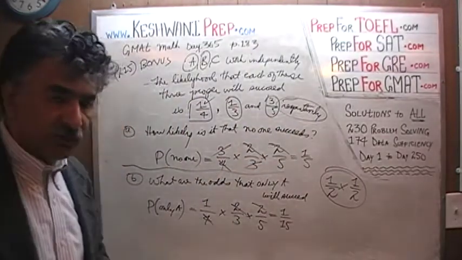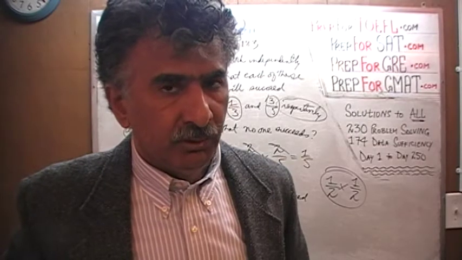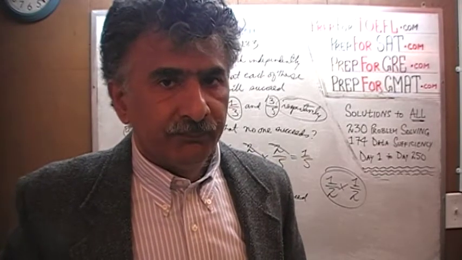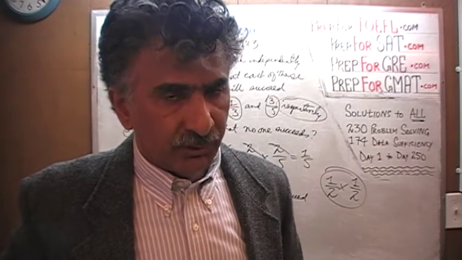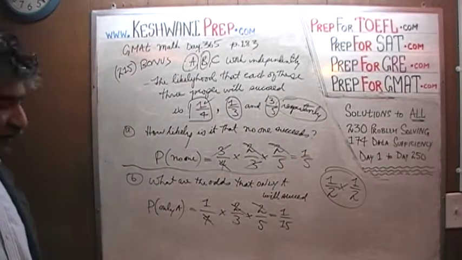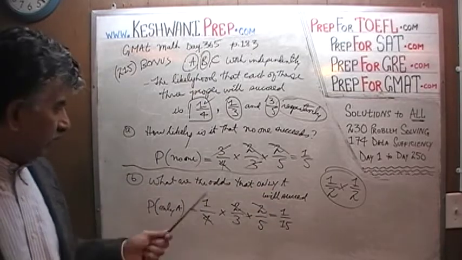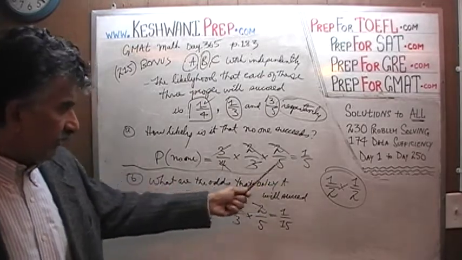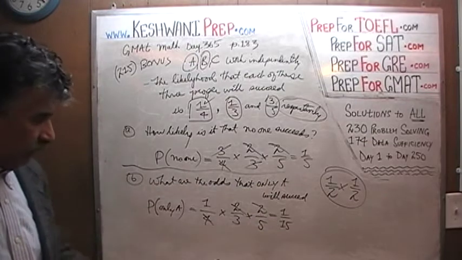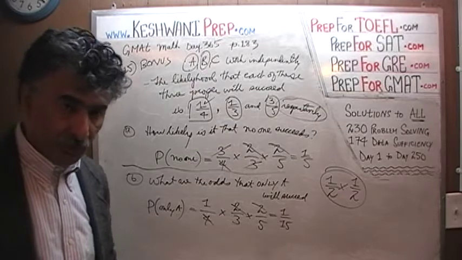Why is the probability so low? This is the question that you want to answer. I want to make sure that you have the intuition, the gut understanding as to what's going on here. Why are the odds so low that only A will succeed, as opposed to there's a 20% chance that all three of them will fail? We just found out that there is a 20% chance that all three of them will fail, whereas this one, as opposed to 1/5, is 1/15. Why is it so low?